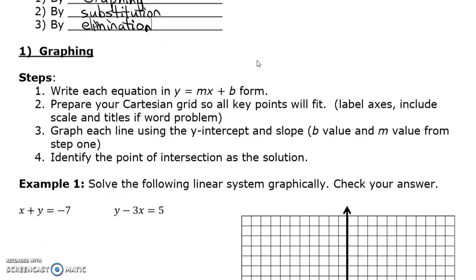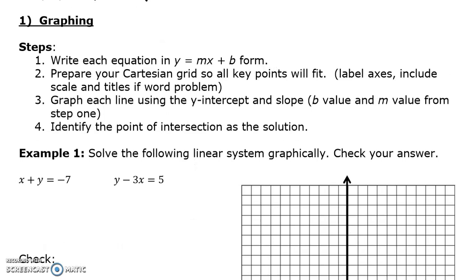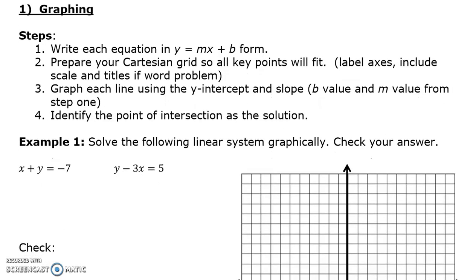So how do we do this by graphing? Well, the first thing we do is we write each equation out in y equals mx plus b form. We do know that we could graph it using the x and y intercepts as well. That would work well. But in general, we put it in the y equals mx plus b form. Once we do that, we prepare our Cartesian grid so that all points will fit. So we have to choose a scale. We have to label the axes. And we should put some titles on it if it's a word problem.